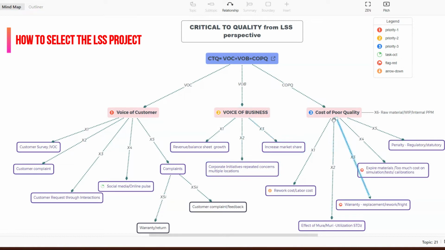And then lastly, you have cost of poor quality. Cost of poor quality has so many wings, and a few of them, up to X6, are explained here. For example, X1 is rework cost, labor cost, and then you have the effect of Muri or utilization problems, or warranty or replacement or rework or freight, or you have expired material or excess cost and simulations and all that, or penalty, regulatory or statutory ones, or you have X6, that is raw material and WIP, work in progress, or internal PPM and all.